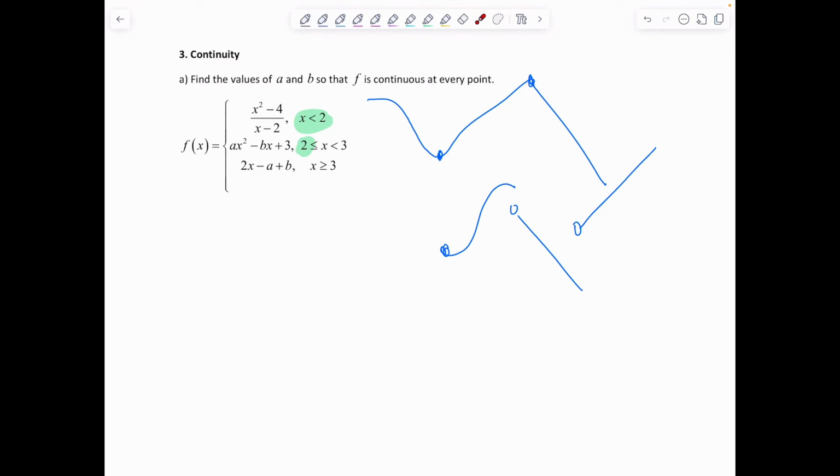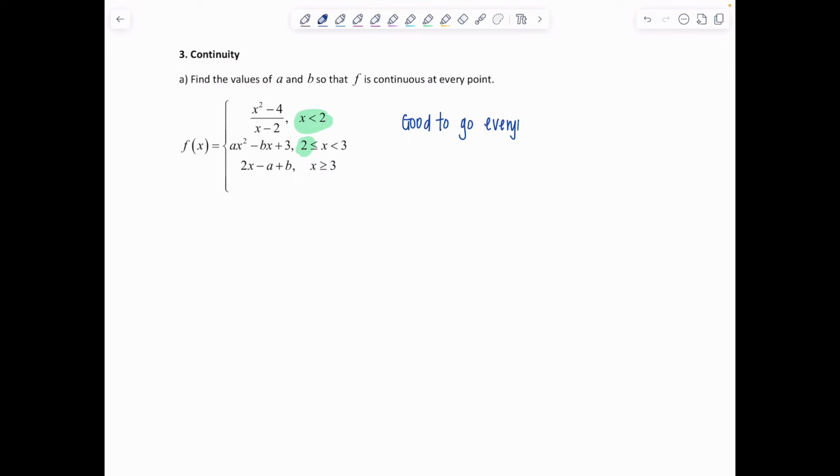Well, you check the limit from the left and from the right every time the piecewise function is pasted to another function. So we've got a couple spots to check. We have to check where x is equal to 2, and then we have to check where x is equal to 3. But we can do it. We got this. We're professionals. So let's just write ourselves a little note. We're good to go everywhere except at x equals 2 and x equals 3.